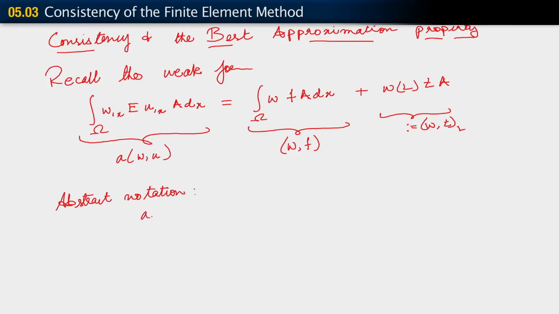So in abstract notation, we have A of w comma u equals w comma f plus w comma t at L. This is just abstract notation for our weak form. Now, in exactly the same sort of manner, note that we can also write our finite dimensional weak form.